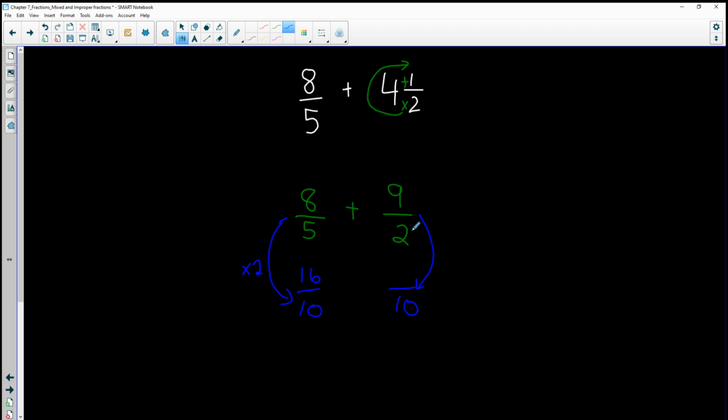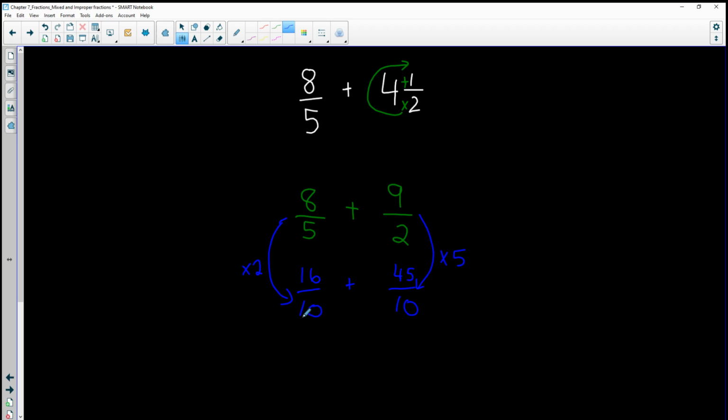Then, on this side, how did I get from the denominator of 2 to the denominator of 10? I multiplied by 5. And once again, what I did to the bottom, I must do to the top. So 9 times 5 becomes 45.